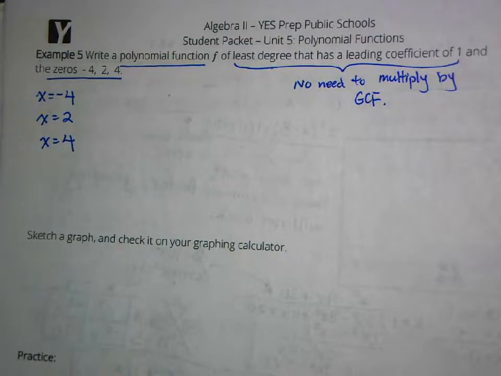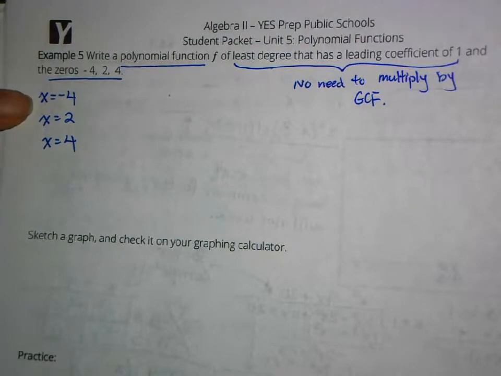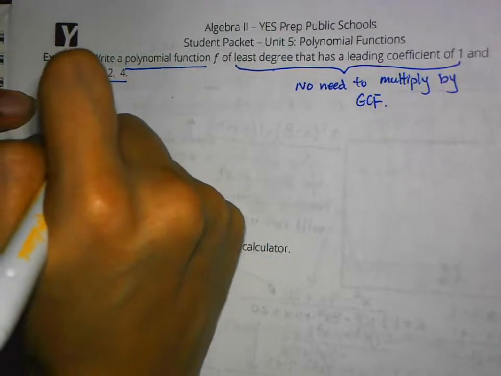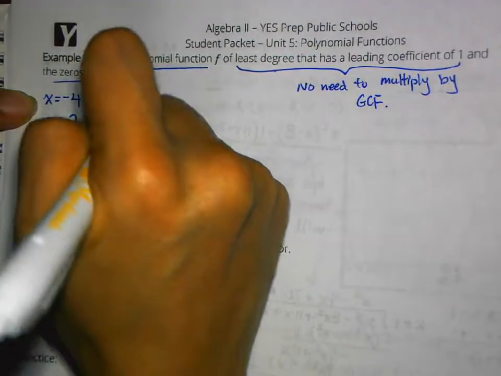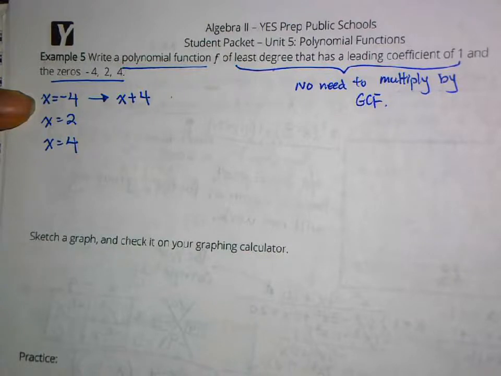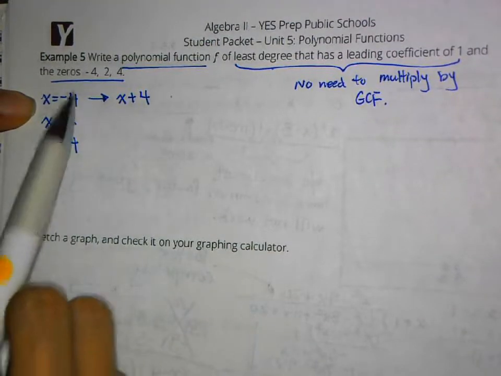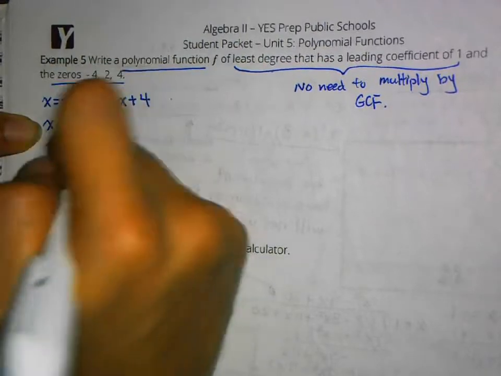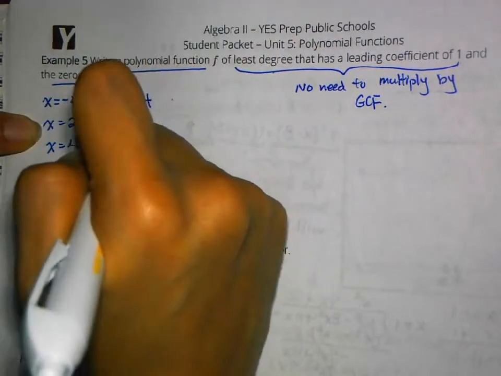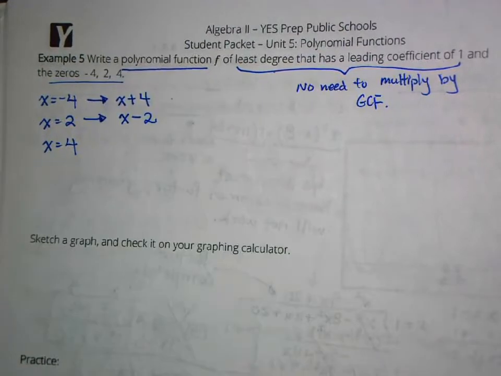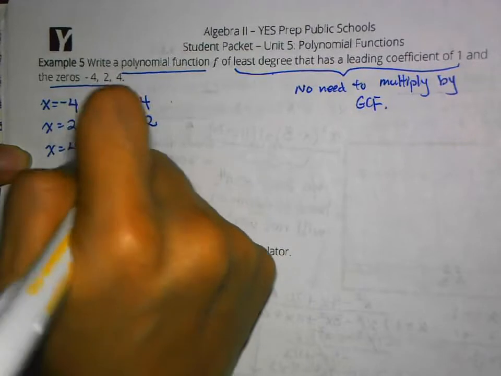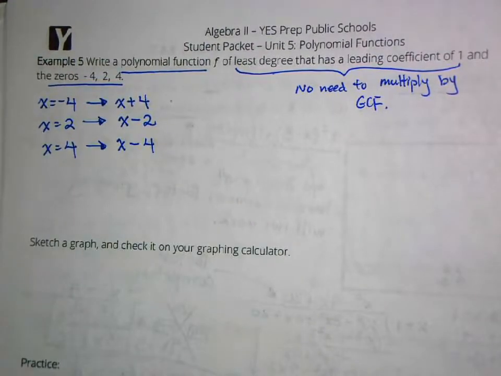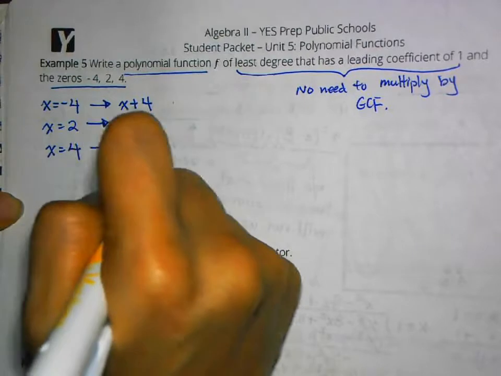Just like earlier, when I look for the factor, I want to make it equal to 0 instead of getting x by itself. So that means x equals -4 becomes x plus 4. I'm moving the 4 back to the side of the x. X equals 2 becomes x minus 2. X equals 4 becomes x minus 4. Now all these are my factors.